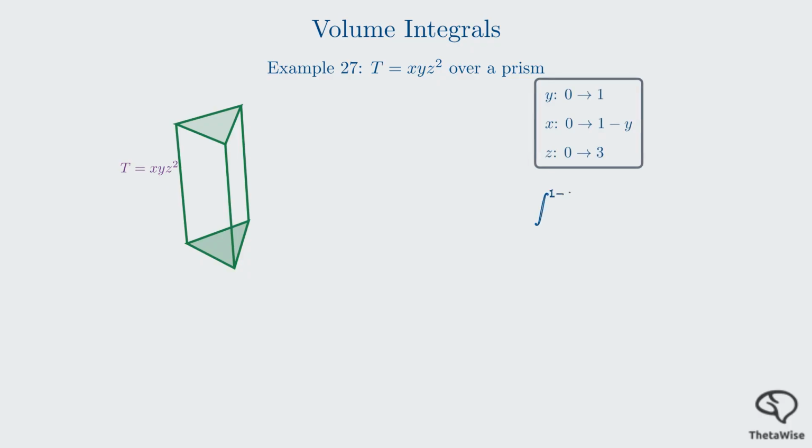Integrate x first. The integral from 0 to 1 minus y of x dx is 1/2 times (1 minus y) squared. The remaining y integral is 1/2 times the integral from 0 to 1 of y times (1 minus y) squared dy, and the z integral of z squared from 0 to 3 is 9. The y integral equals 1/12, so the final value is 1/2 times 9 times 1/12, or 3/8.